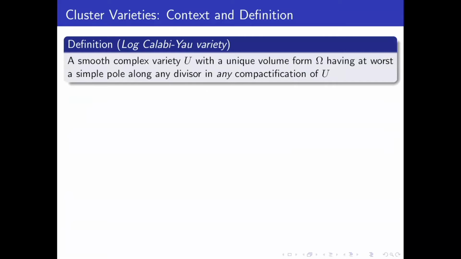So we have some variety U and it's not compact, or at least not necessarily compact. And with such a variety, there could be many ways that we could embed it in some compact space, or we could compactify U. But in this definition of log-Calabi-Yau, the key feature is that no matter how we compactify U, this volume form omega will have at worst a simple pole along any boundary, any divisorial component of the boundary that we've added.